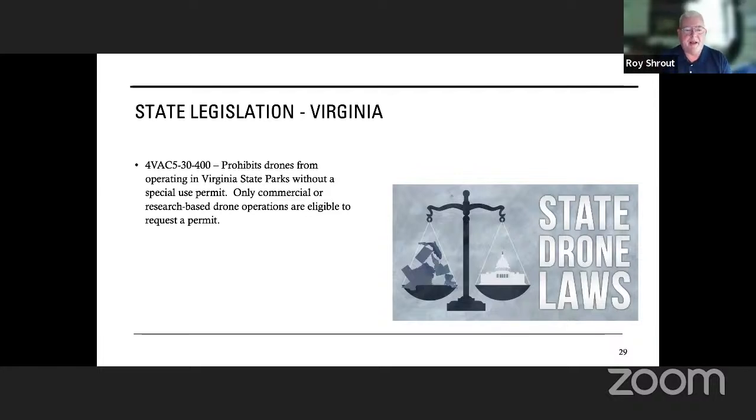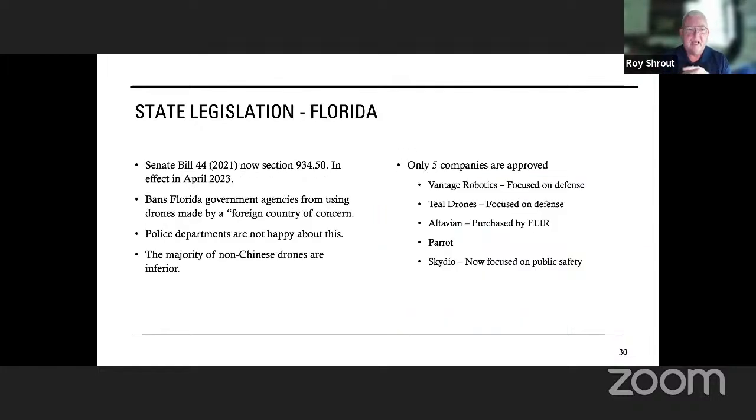Here's another piece of the pie. The Commonwealth of Virginia has said on a local level, you cannot fly drones in Virginia state parks. On a federal level, you cannot fly in a federal park either, unless you get a special use permit, and they're very difficult to get.